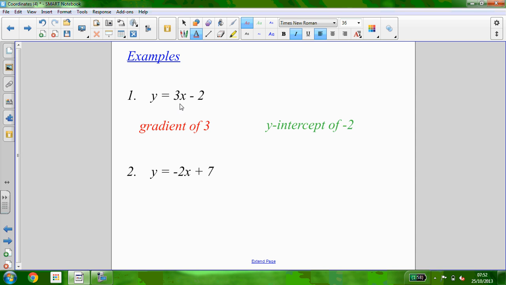Our second example, we can see, has a gradient of -2. So, unlike number 1, this one is going to be sloping downwards. It's got a lower value of the gradient, and so it's going to be shallower. Our y-intercept for this one is +7, and therefore it's going to be cutting the y-axis at 7, and therefore is going to be cutting above our x-axis.